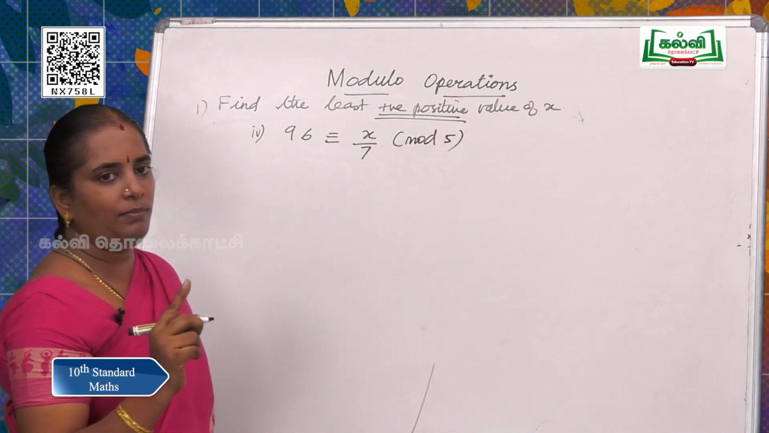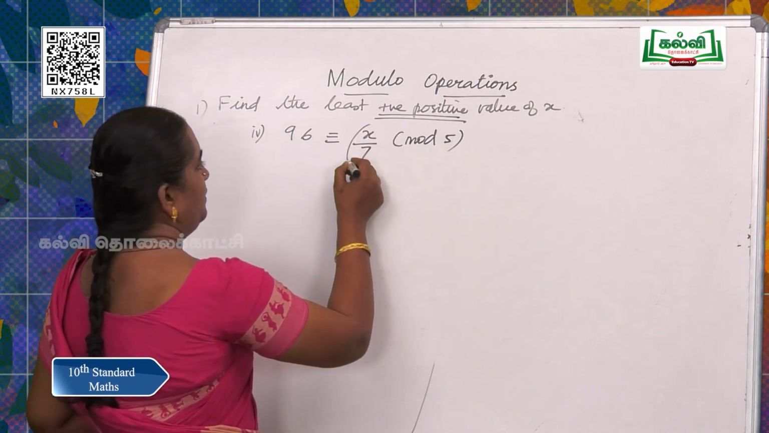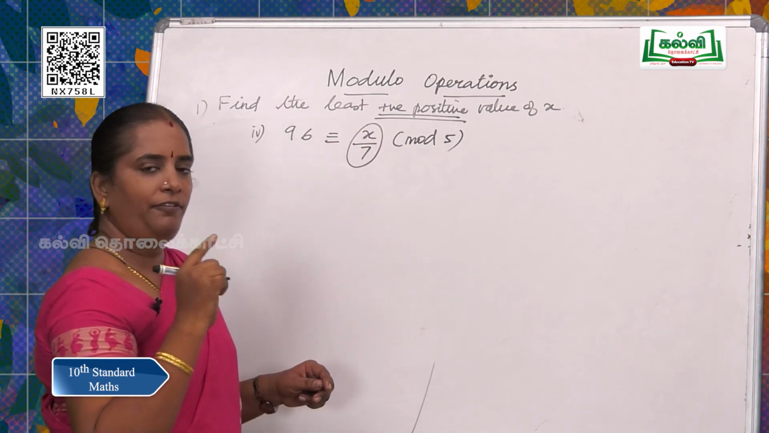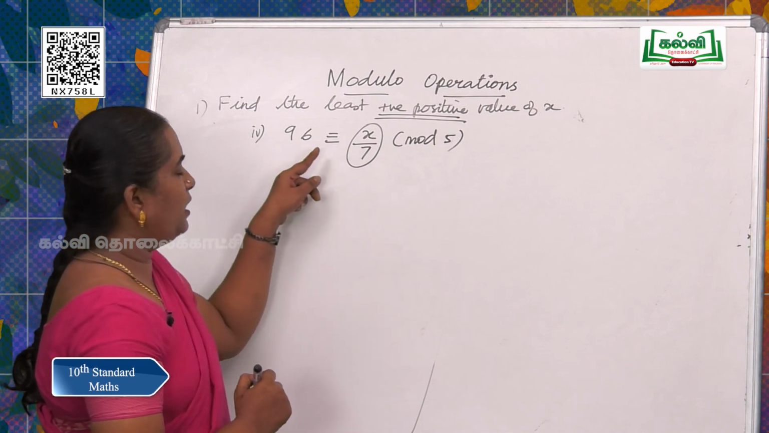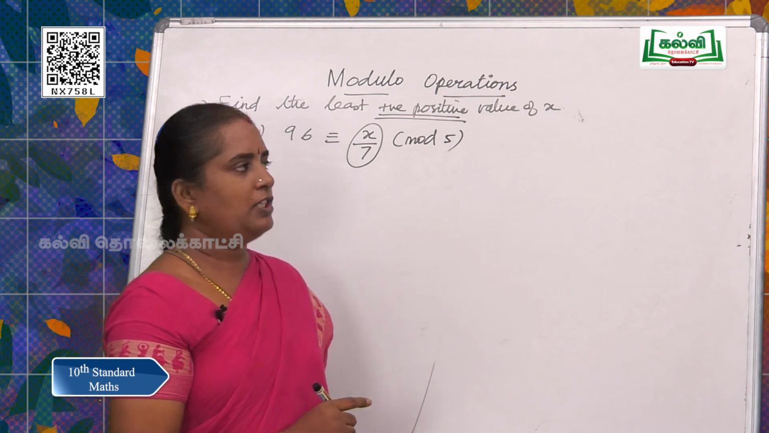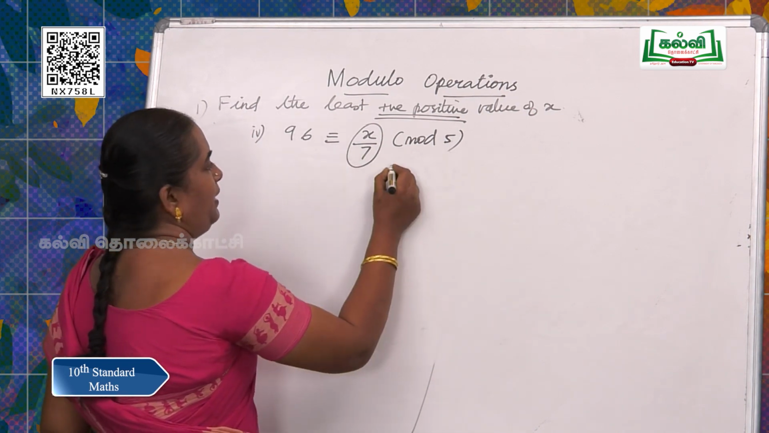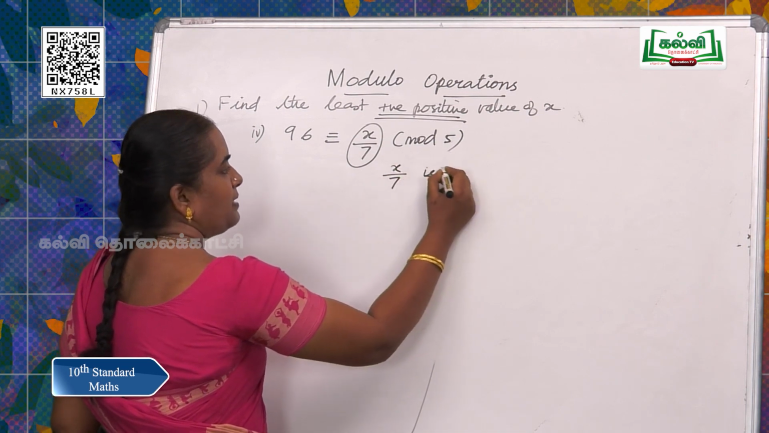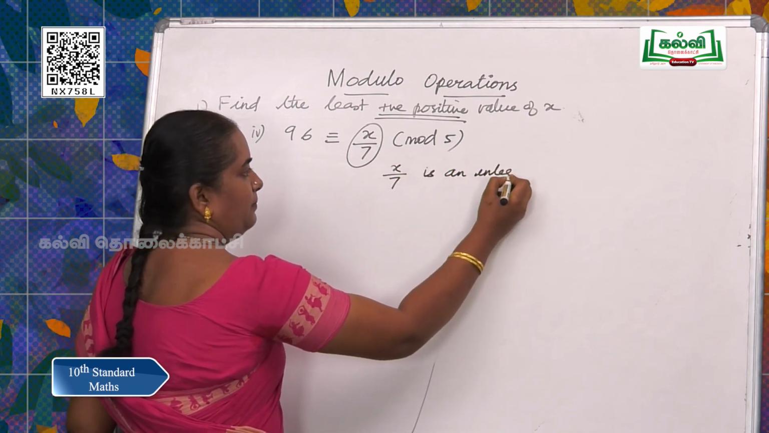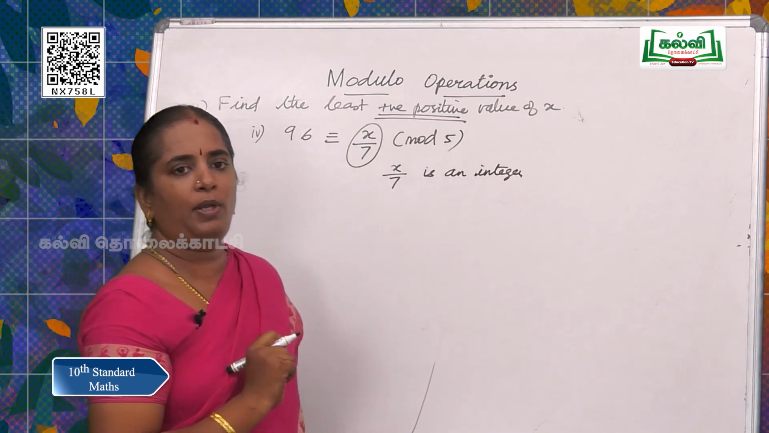So, here in this sum, we have to be careful with this number. If we start with a is congruent to b, we will be saying that a and b are integers. So, this x by 7 should be an integer. Keep that in mind, x by 7 is an integer. Okay, then let us proceed using the properties.